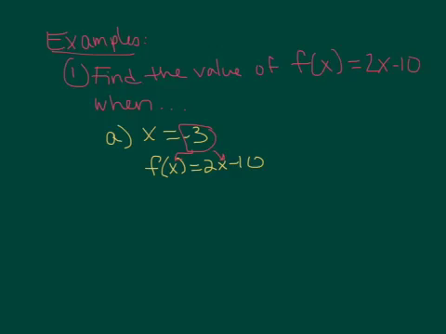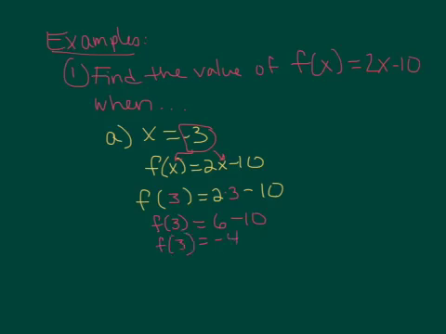This part will sometimes confuse people because it still looks like I have f times 3, but I don't. So we're going to write this as f of negative 3. We keep it written like that, as f of negative 3. We write that as f of negative 3 equals negative 6 minus 10, which is going to give us negative 16.